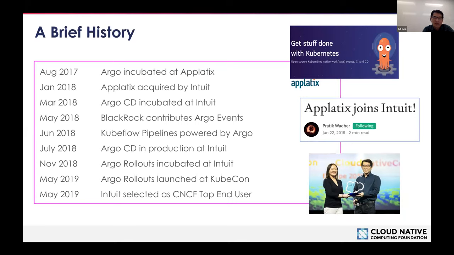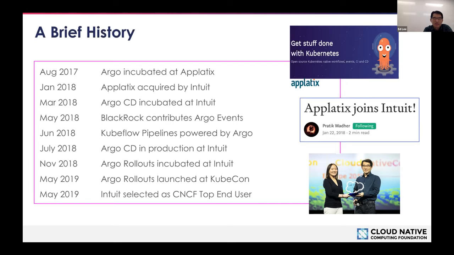And then in June 2018, we got our first big user of workflows for the ML use case when Kubeflow decided to adopt Argo as the workflow engine, which is basically the workflow engine behind Kubeflow Pipelines. They did implement their own UI on top, but it's basically Argo underneath. And then in July 2018, we put Argo CD into production at Intuit. And today it's deploying and managing thousands of applications and namespaces at Intuit.